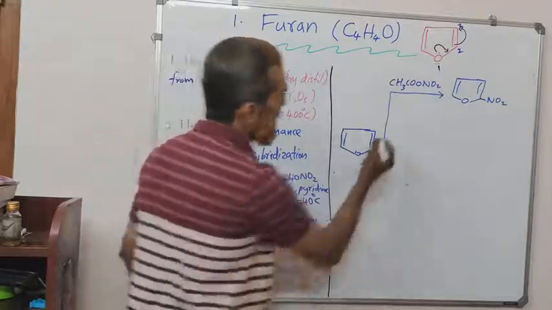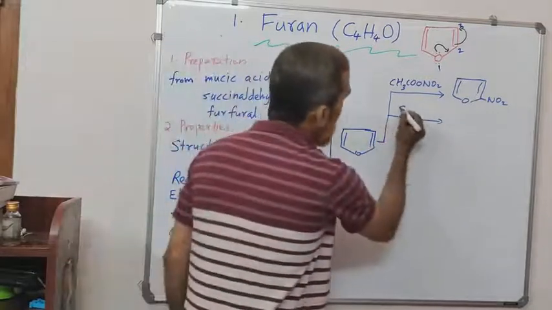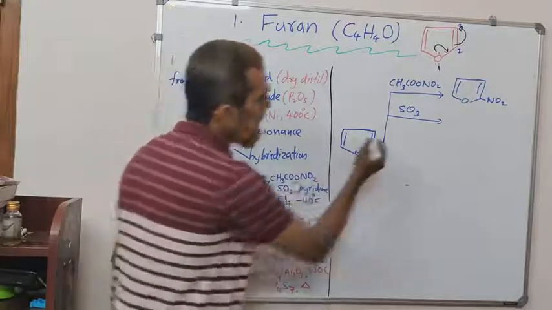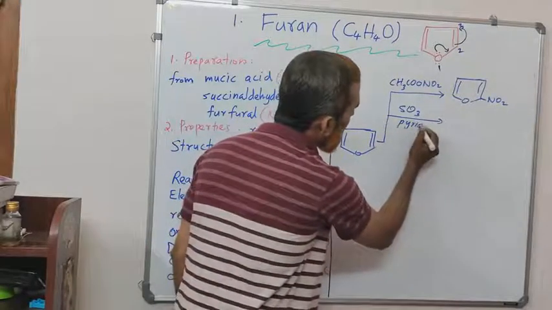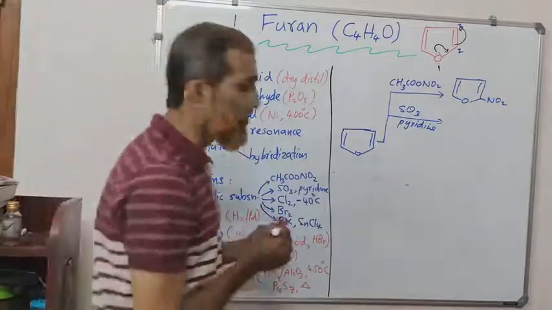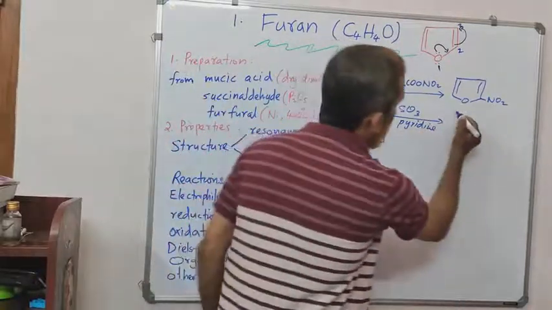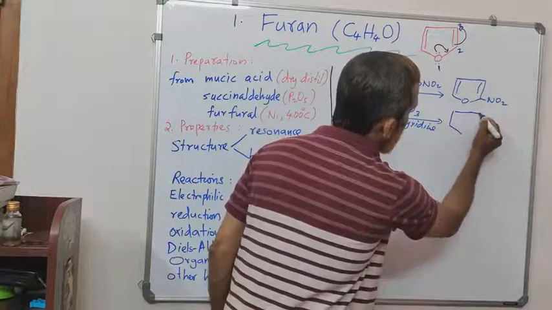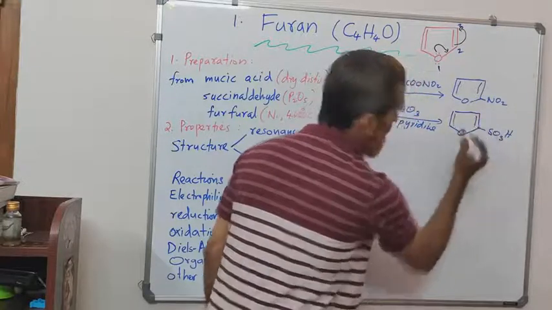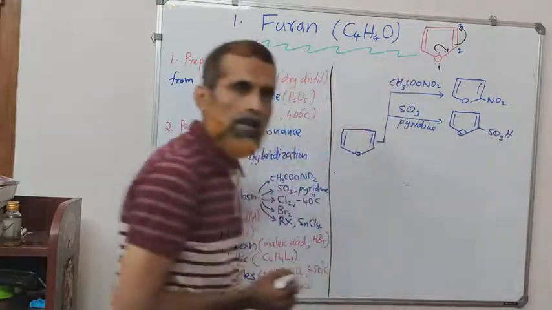Then sulfonation. For sulfonation, we are not using fuming sulfuric acid, but SO3, which is the essential electrophile for sulfonation, which is used in pyridine. So you need a controlled condition for this electrophilic substitution of furan. Okay, because it may go to some other side reactions. So you get the product. Position 2 is sulfonated. You get SO3H. What about the name? This is furan-2-sulfonic acid.